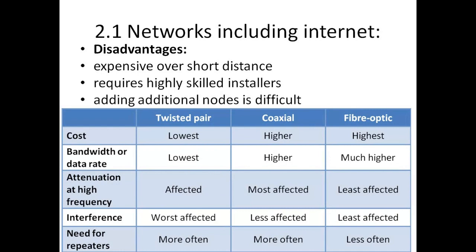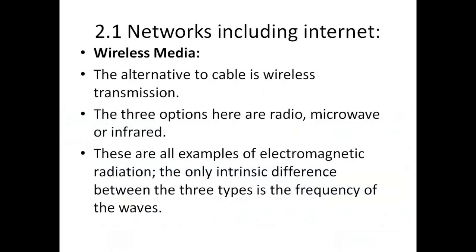Attenuation affects twisted pair. Coaxial cable is also affected at a very high rate, and fiber optic is least affected. Interference is worst in twisted pair. It is less problematic in coaxial cable, and it is almost non-existent in fiber optics. The need for repeaters is more often in twisted pair and coaxial cable, but very less often in fiber optics, as we have discussed above.